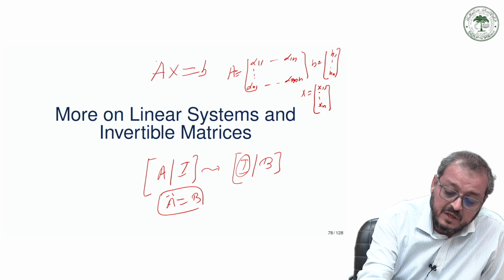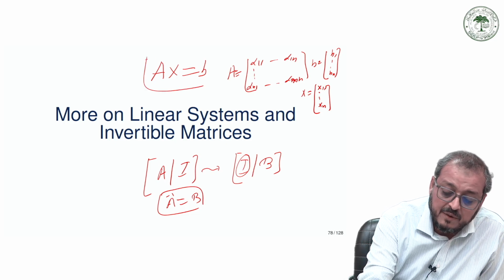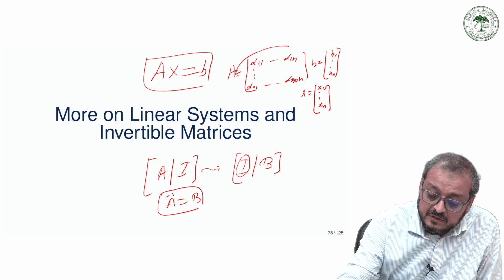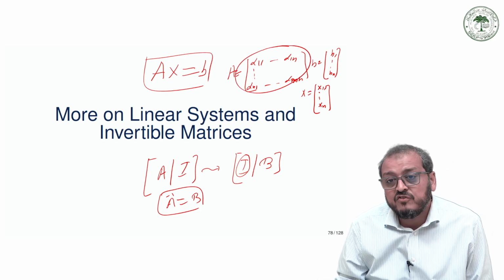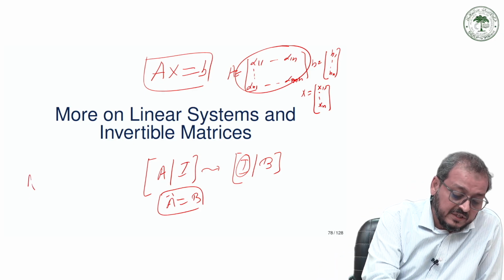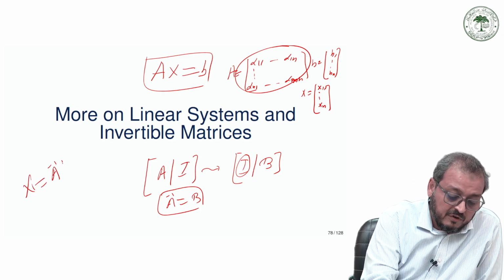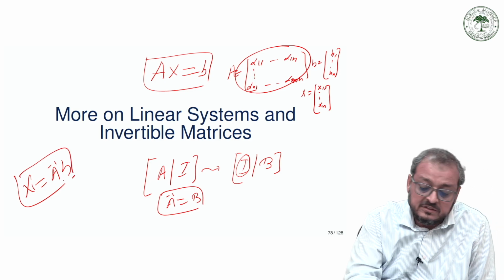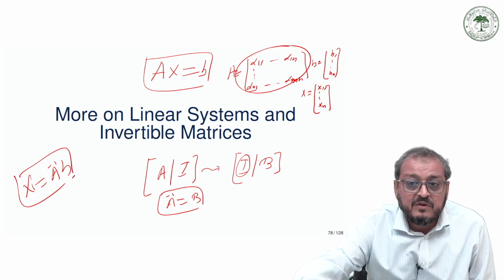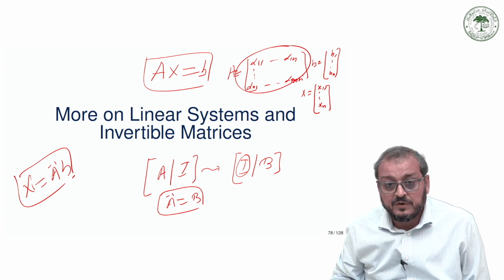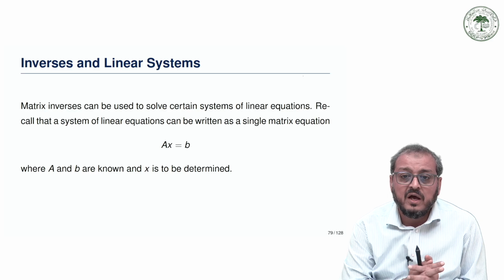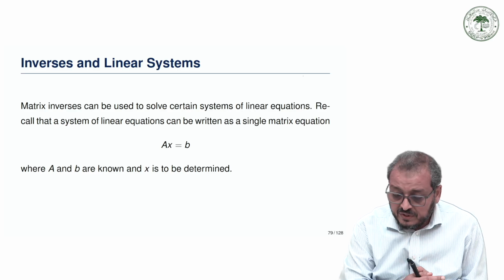So any linear system can be written in the form Ax = B. Now if this coefficient matrix is invertible, then we can say that x can be written in the form A inverse B. So we can find the inverse of A and multiply it by B, and we get the solution of this system of equations. Matrix inversion can be used to solve certain systems of linear equations.